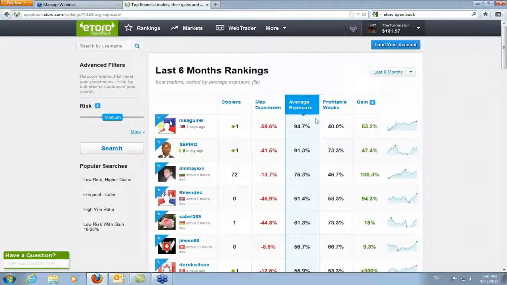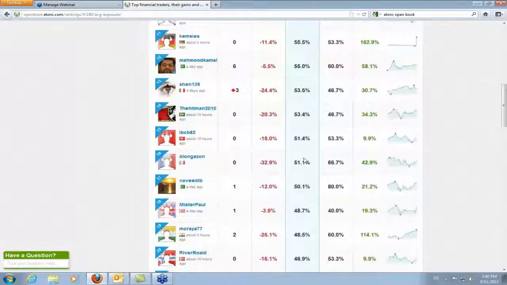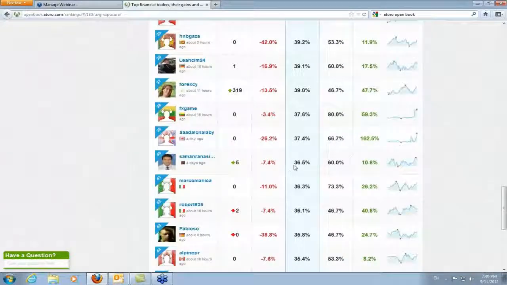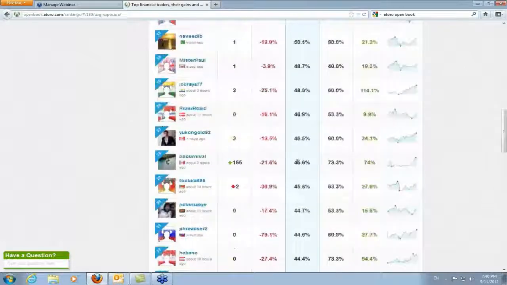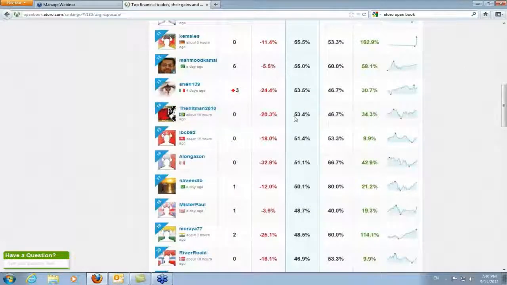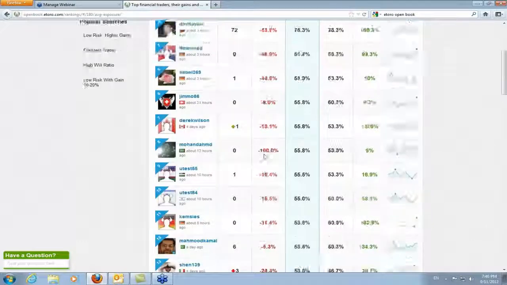Here we go. See? Average exposure, 94.7%. That's a lot, okay? Going down, we see 36%. We see 37%. You know, it's better. Even 55% is something we can all live with. It's fine. By the way, 55% and look at this, 56%, 8.9 was the worst week.